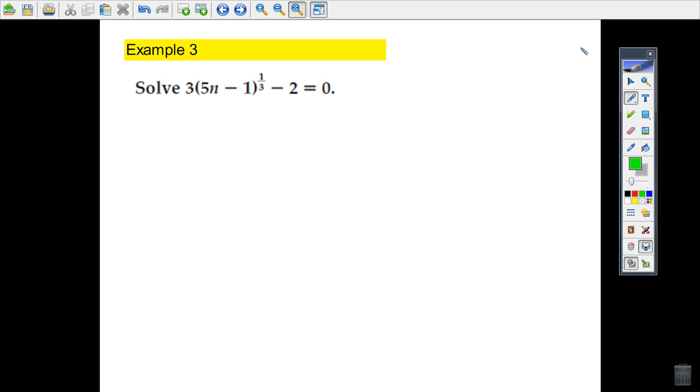So how about example 3? Let's do it. We can do it on our own. So, what should you do first?